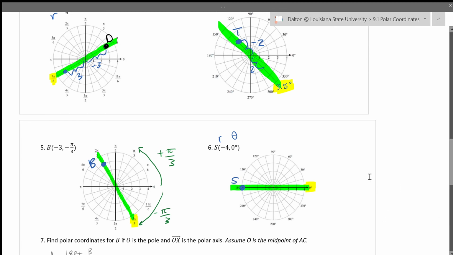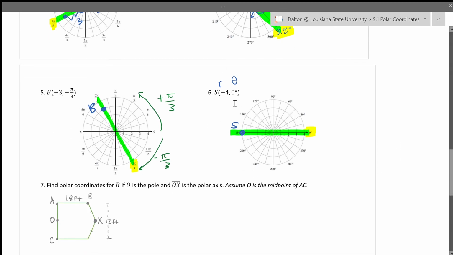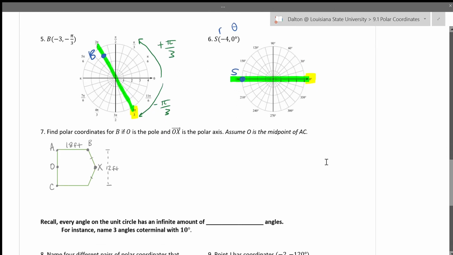Okay, so we'll talk a little bit more about the difference in these points and kind of the non-uniqueness about them in terms of the numbers. Let's do a different type of question. Number 7, I want you to find the polar coordinates for point B. If point O is the pole and ray OX is the polar axis, assume O is the midpoint of AC.